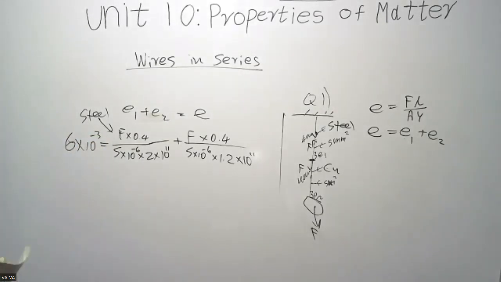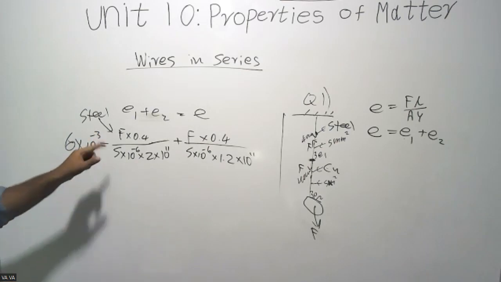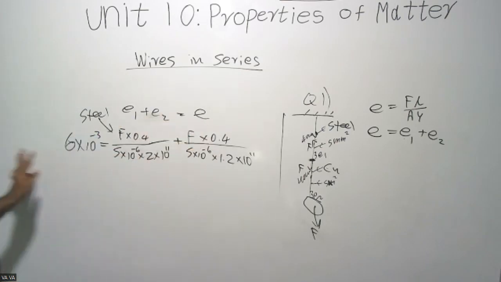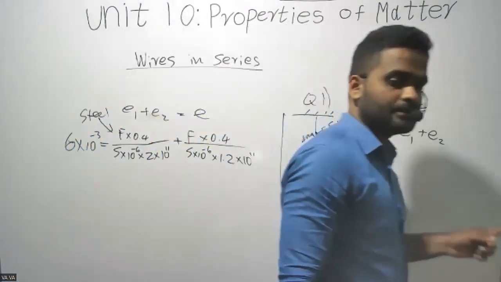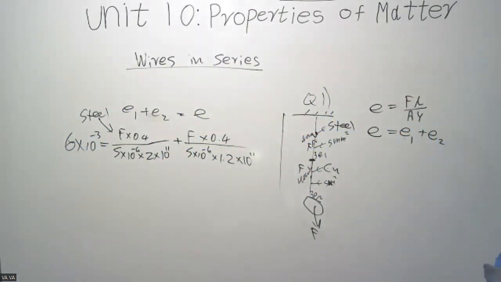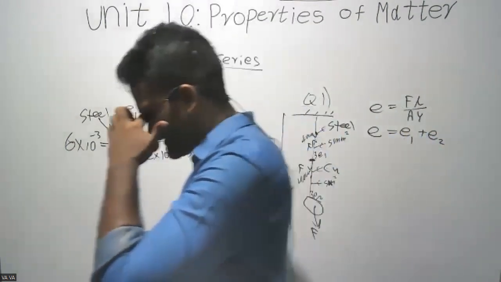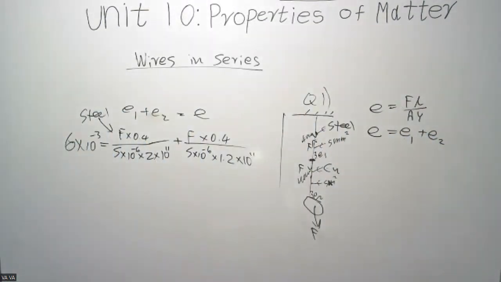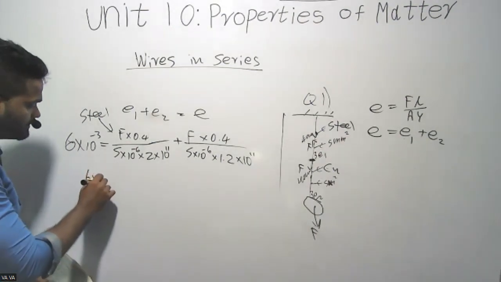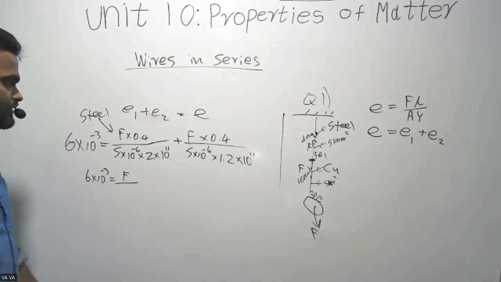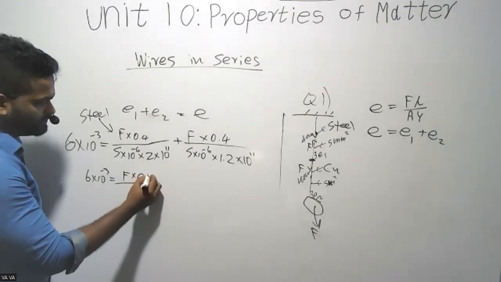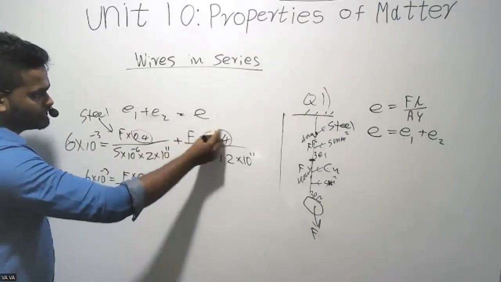So everything should be written in meters, right? So 6 times 10 to the power minus 3. Then you just have to simplify this one. Okay. Don't be lazy to simplify this stuff. They will ask this in the exam, right? Simplify this and get a value for F. So that's what you have to do. This is not hard to simplify. You can take same values out.